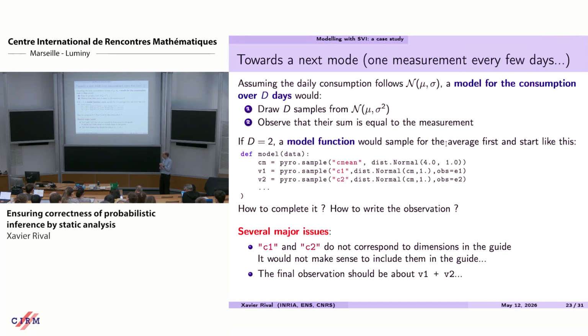And the second thing is that what you observe is actually the sum of those two values. But once you have done those two samples, then you don't have any sampling anymore to do. So when you write the observed statement, you don't even have a distribution to give, or maybe a Dirac, but I'm not even sure SVI would do anything with that.